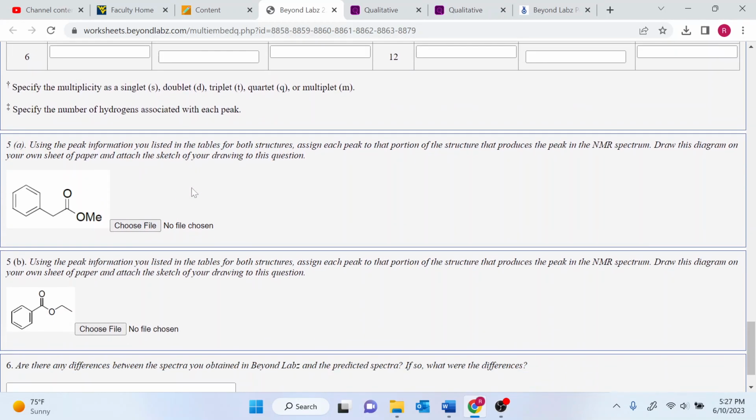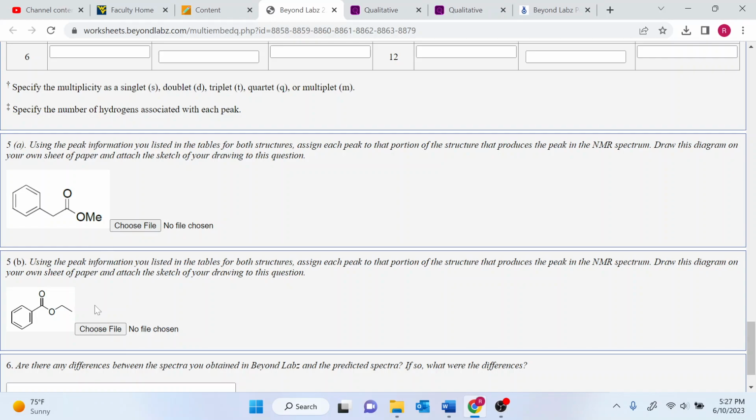Now at the end of the sheet, it will ask you to go ahead and draw both structures in this worksheet, and assign all the peaks in there together with their splitting pattern. Now if there are any calculations for the integration, please go ahead and include those here also. Take a picture and then upload the files for both structures.